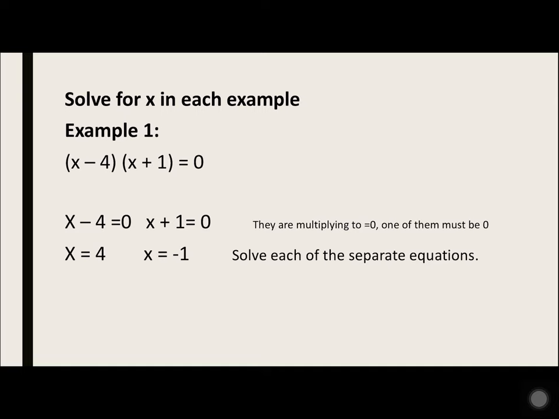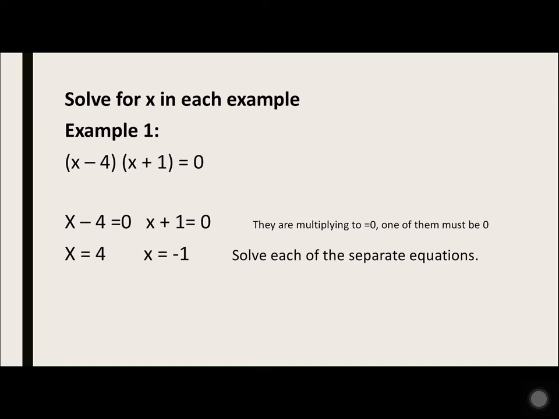Example 1. (x minus 4)(x plus 1) equals 0. The parentheses mean multiplication. The only way to multiply and equal 0 is if one of the things equals 0. So either the first parentheses equals 0 or the second one equals 0. So either x minus 4 equals 0 or x plus 1 equals 0. Then you solve each of the separate equations.